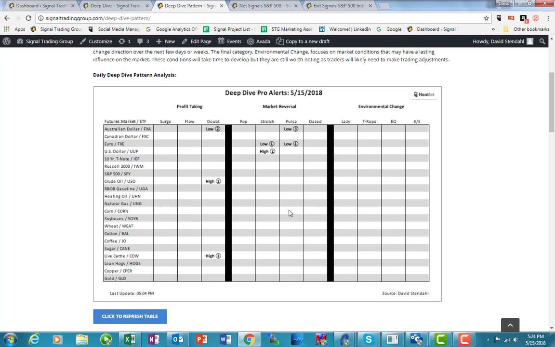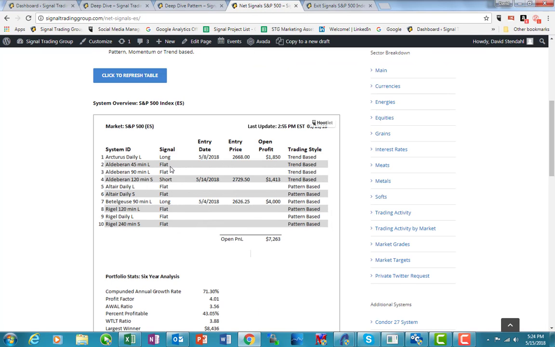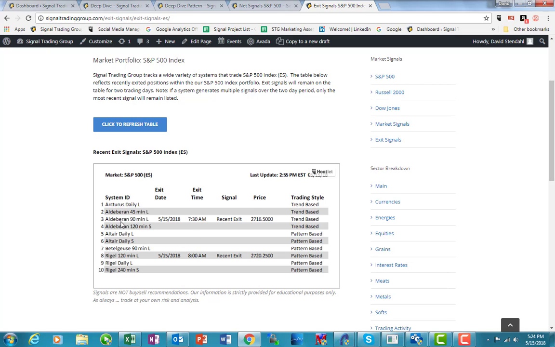In fact, if I flip back to the website, you'll see that we've got a mixed bag here. We've got two long and one short, so we're net long one system. Got a nice open profit here. And if we look at the exit signals today, here's the Aldebaran 90 and the Rigel 120, and they both liquidated this morning, one at 7:30 and the other at 8 o'clock. In both instances, they both made around 4,400 each. One was 43.90, the other one was 44.05. So basically 4,400 each, a nice profit on these two particular positions.